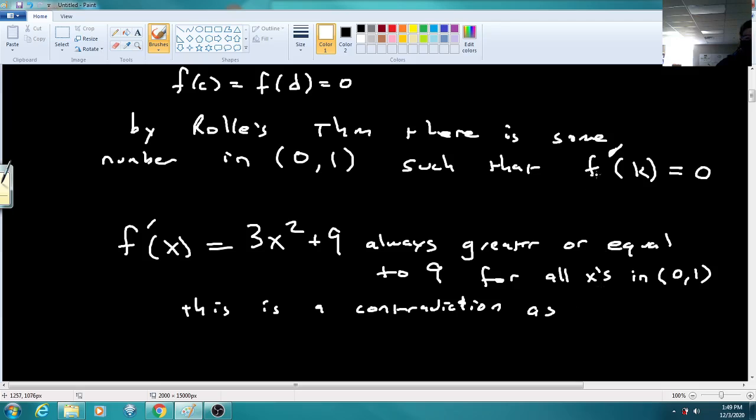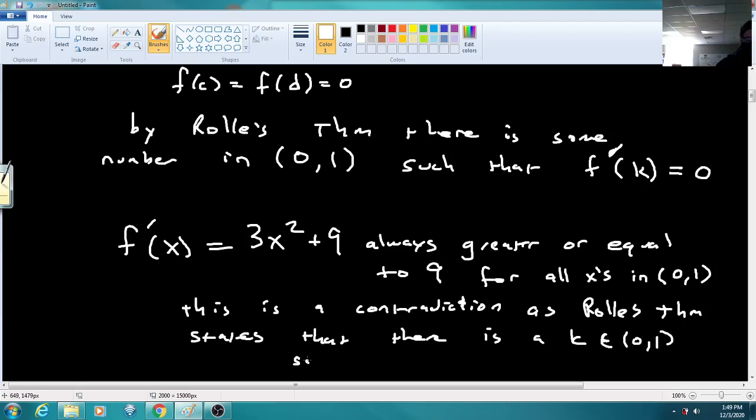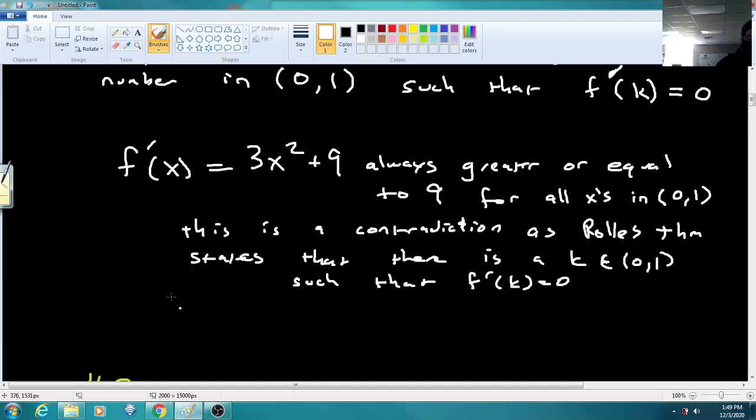As Rolle's theorem says, Rolle's theorem states that there is a k in 0 to 1 such that f prime of k is 0. Well, there can't be a k like that because f prime of x is 3x squared plus 9, which is always bigger than or equal to 9. So it can never be 0 because it's always bigger than or equal to 9, and 0 is never bigger than 9. So we get a contradiction.